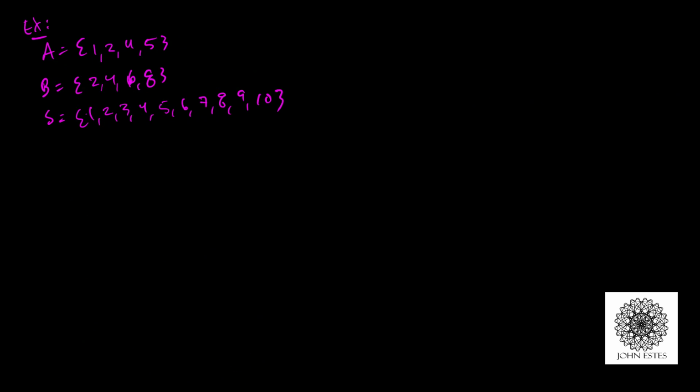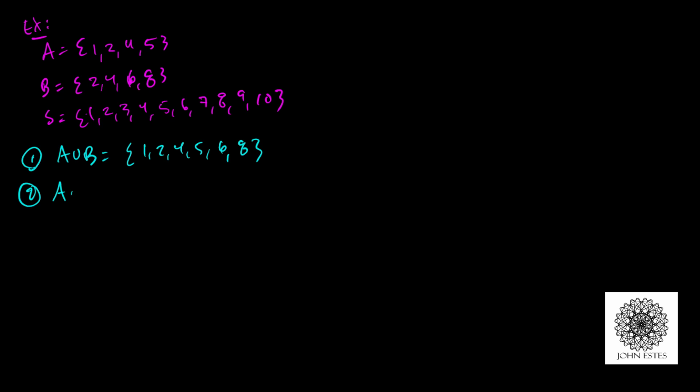Now as an additional example, let's let set A be 1, 2, 4, 5, and set B be 2, 4, 6, 8, and set S, which is our parent set, be 1 through 10. Then if I wanted to look at A union B, that's the stuff that's in A or B. So 1, 2, 4, 5, 6, and 8. These are the things that are in A or the things that are in B.